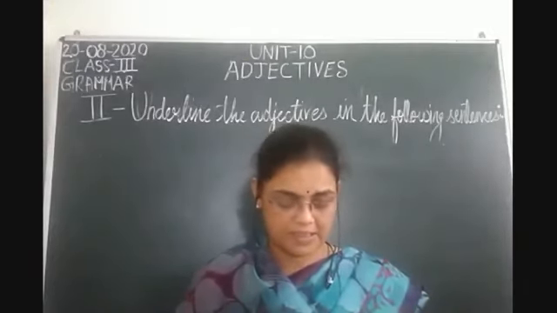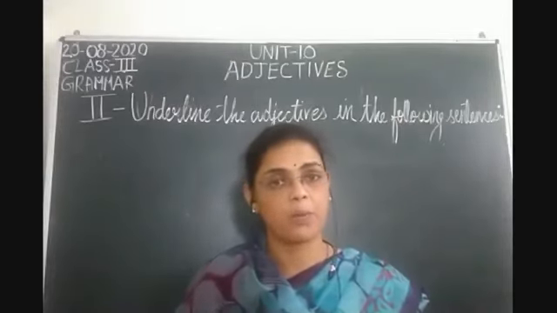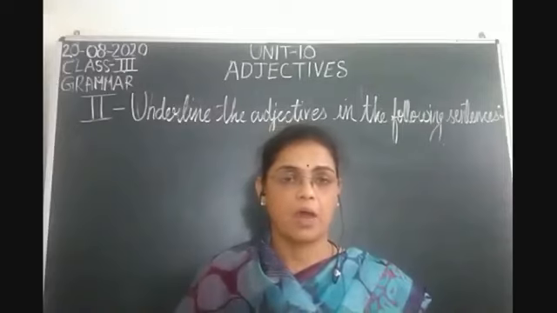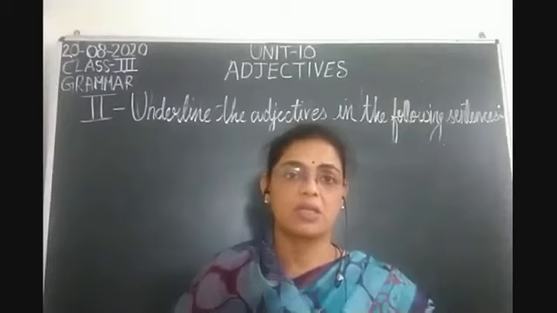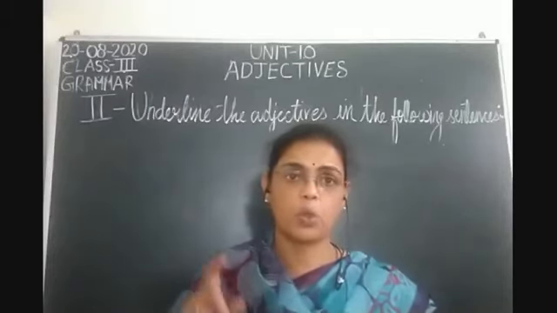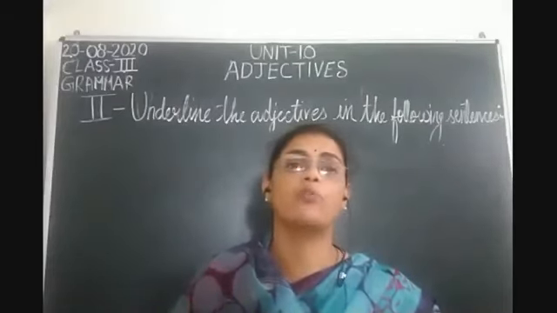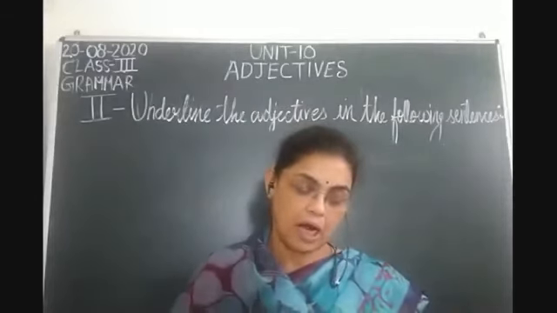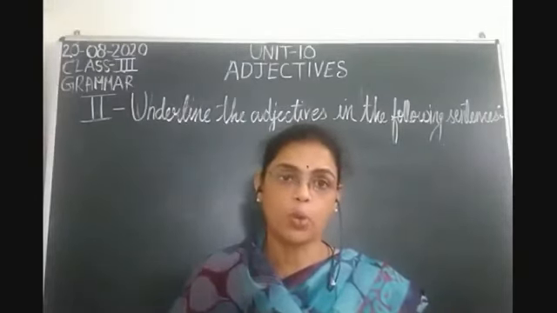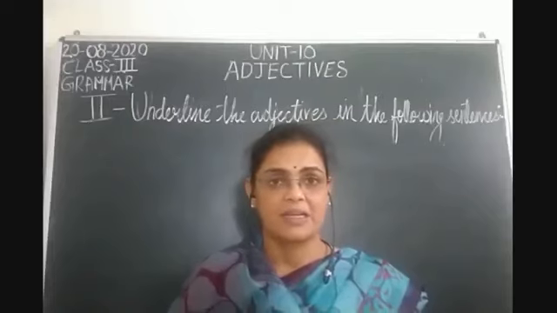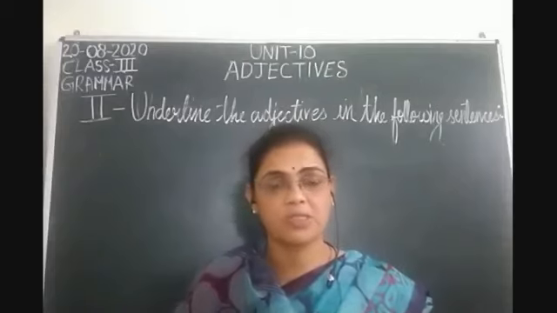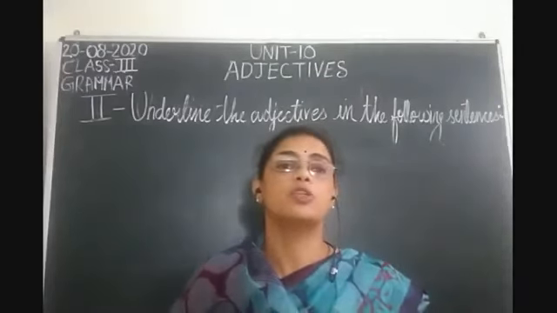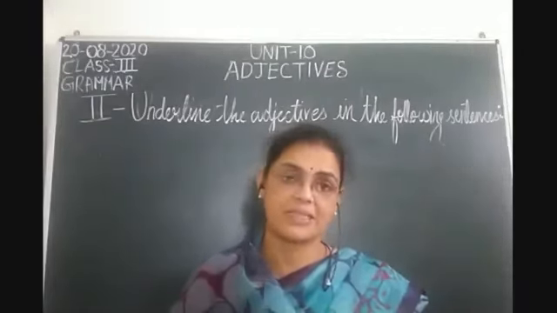The fourth sentence is, there are 206 bones in a human body. Now, the word which is telling us about the bones is the number 206. So all of you, please underline the number 206. These words are describing the number of bones in the human body. So 206 is the adjective.